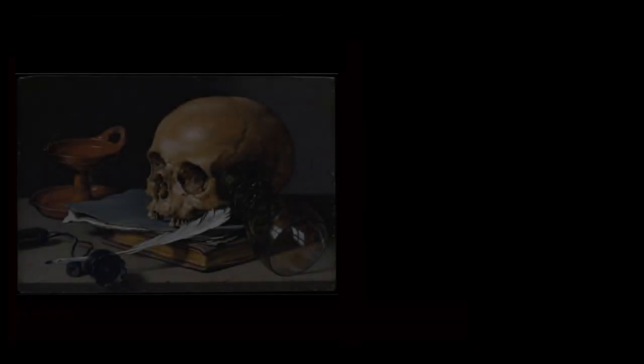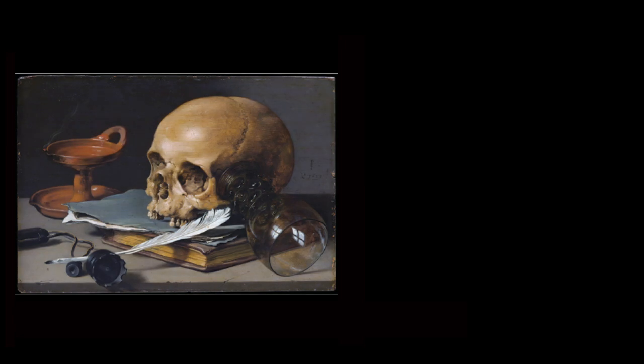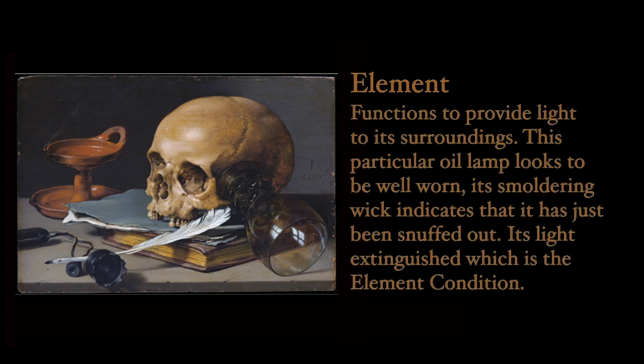In Still Life with a Skull and a Writing Quill by Pieter Claesz, the red ceramic object in the upper left quadrant of the painting is an oil lamp, which is an example of an element. That element functions to provide light to its surroundings. This particular oil lamp looks to be well worn. Its smoldering wick indicates that it has just been snuffed out, its light extinguished, which is the element condition.